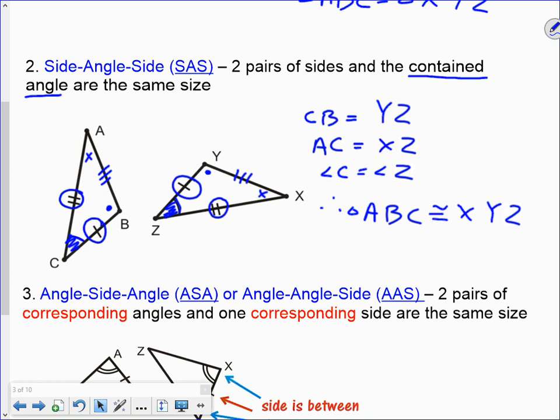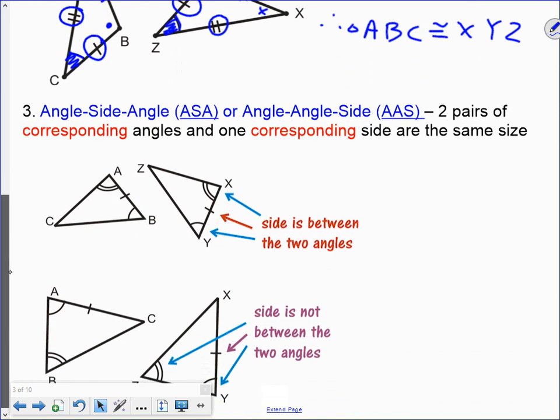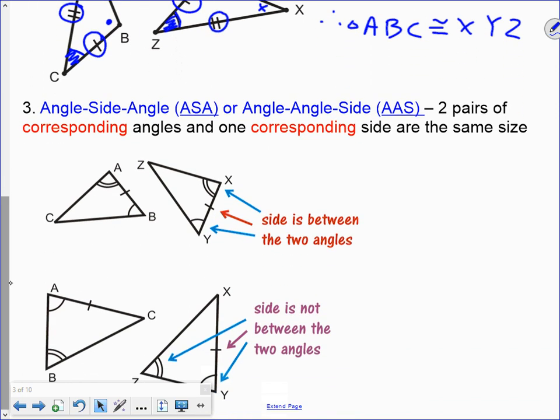So ABC, which is X dot and then arc, is equal to XYZ. Okay, so we're good. The third method is what is called angle side angle or angle angle side. If we have two pairs of corresponding angles and one corresponding side are the same size, then we know that our two triangles are going to be congruent. And this word corresponding is going to be important as we go through this unit.